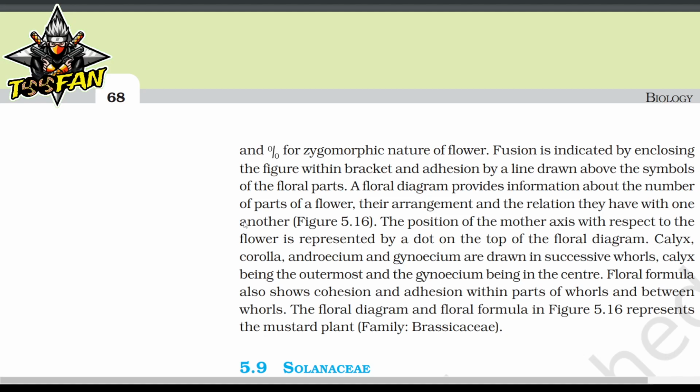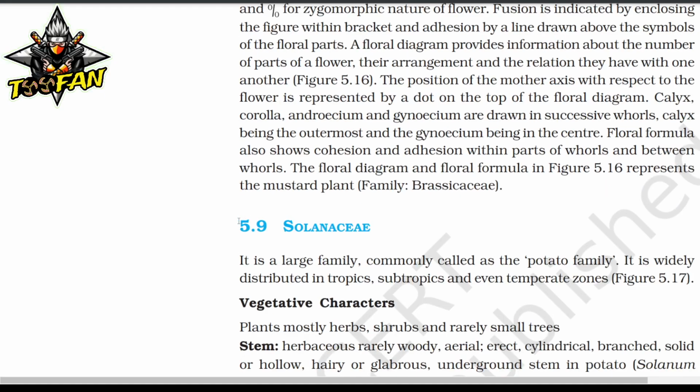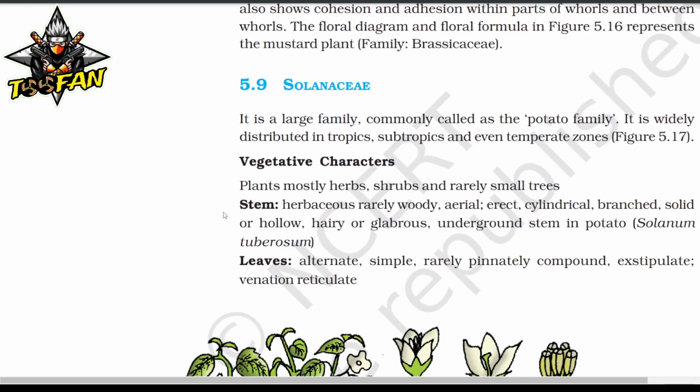The floral diagram and floral formula in the figure represent the mustard plant. Family Brassicaceae. Solanaceae. It is a large family commonly called the potato family. It is widely distributed in tropics, subtropics, and even temperate zone. Vegetative characters. Plants mostly herbs, shrubs, and rarely small trees.